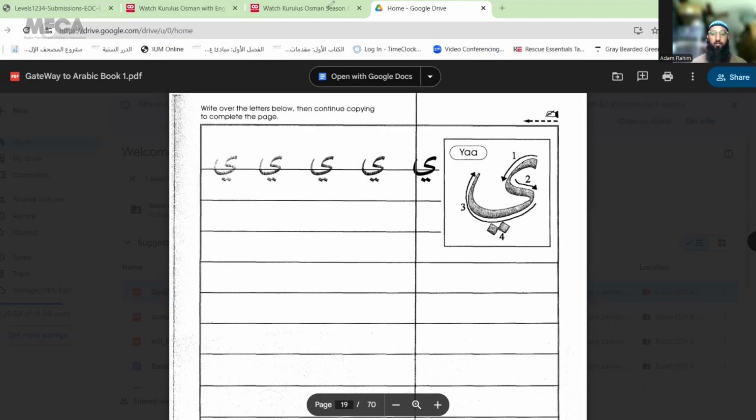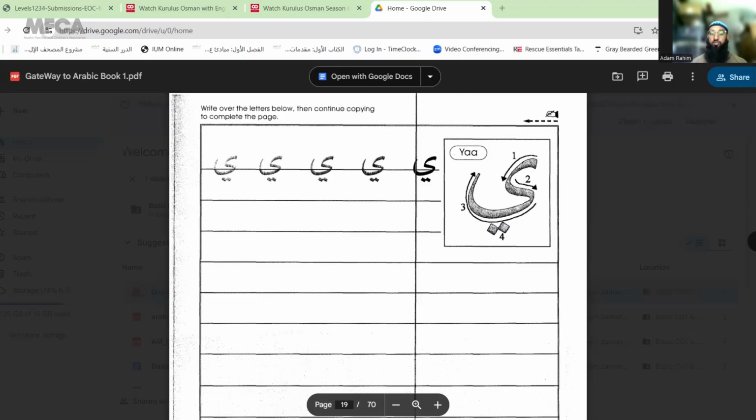So the last letter of the alphabet is the letter Ya. Excuse me. The letter Ya. And letter Ya has 2 dots on the bottom. It's very important because the letter Ta also has 2 dots, but the 2 dots on the letter Ta are on top. When the letter is written by itself, there's no confusion. The letter Ya looks completely different from a Ta.